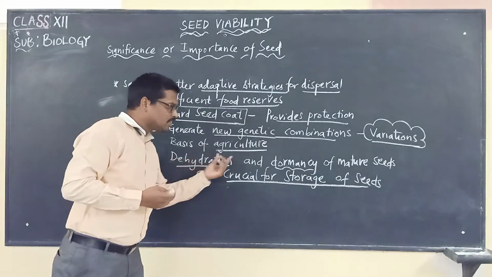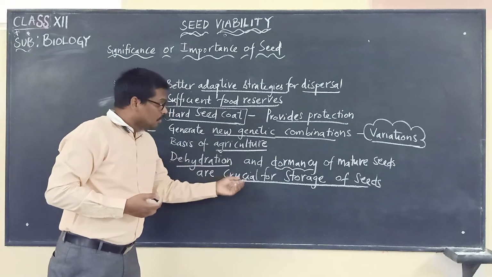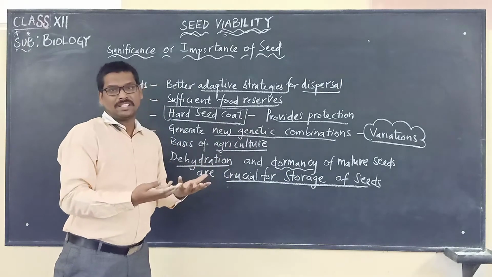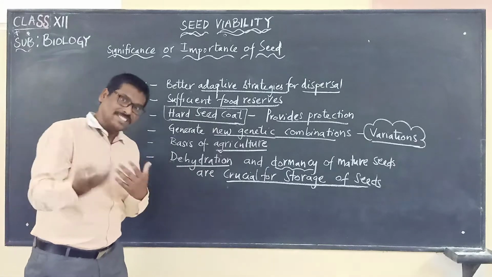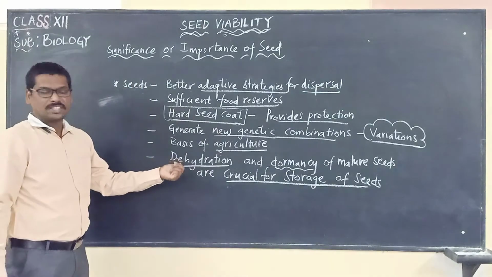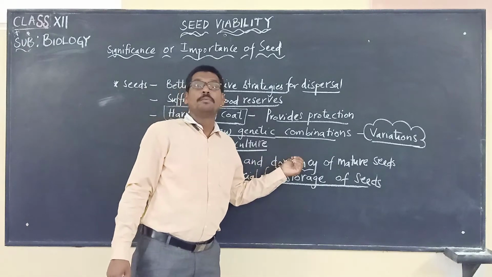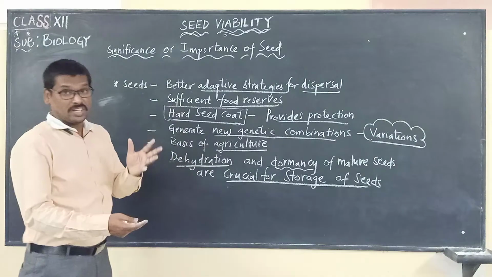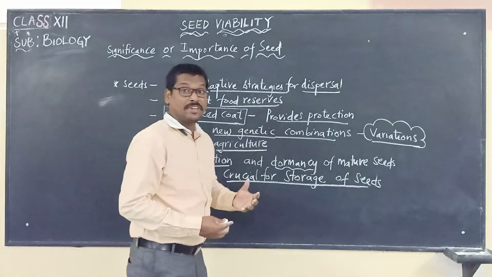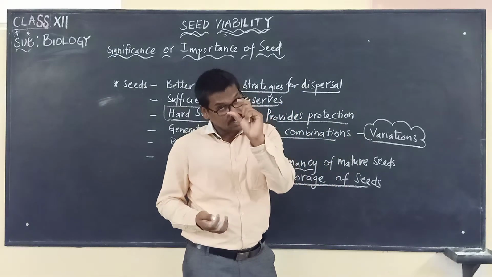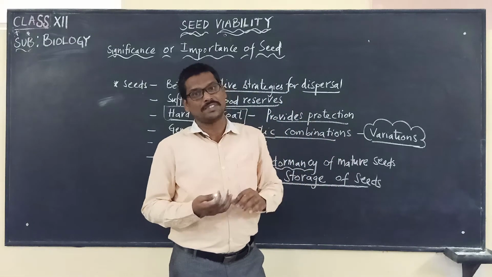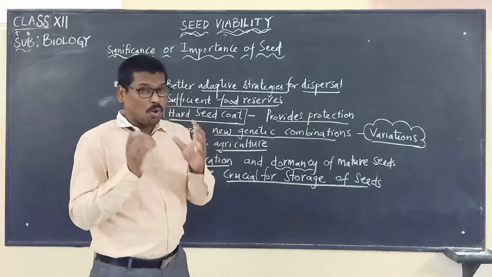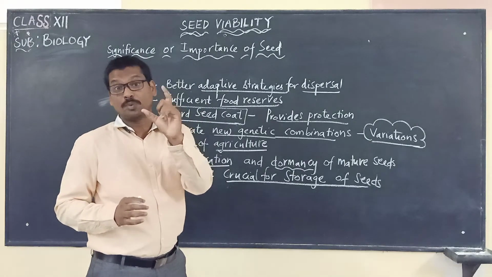It's because dehydration and dormancy of mature seeds are crucial for storage of seeds, because we are cultivating the food material year after year or the next season, because the seeds are in what condition? Dehydration and dormancy of mature seeds. And not only this, we have to remember, there are some fruits which will be having thousands of seeds. Within one fruit only, there may be thousands of seeds. It is not just one fruit having one seed. No. There may be thousands of seeds present within one fruit only.